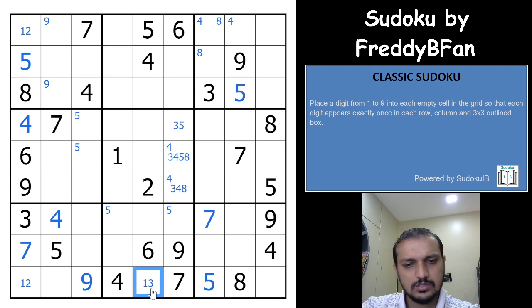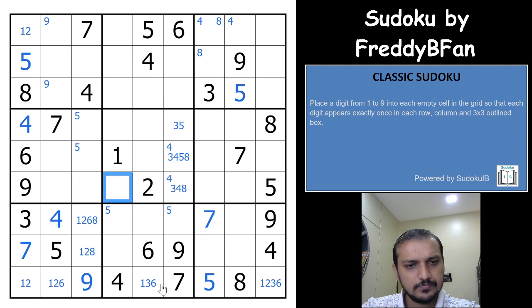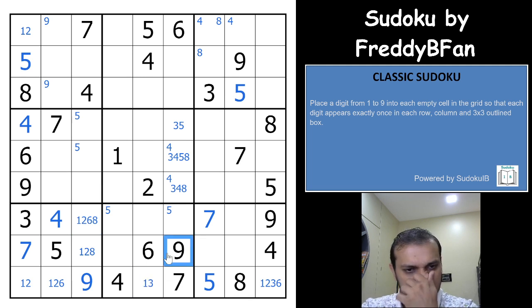2, 1, 3, and 6. 1, 2, and 6. 1, 2, 3, and 6. So this has to be 1, 2, 8, 1, 2, 6, and 8. Okay. Oh, this cell is not a 6. It has to be 1 and 3. So can I have a 1, 2, 3 pair here if I remove the 6 from one of these two cells? It is possible.